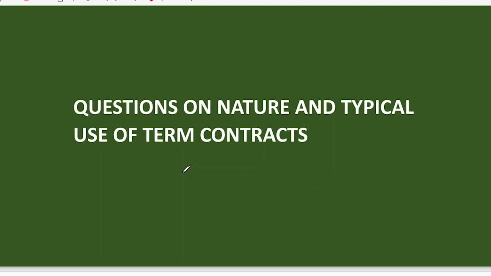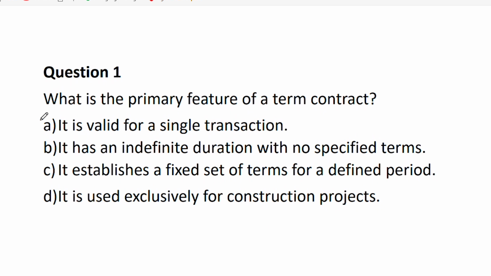To start us off, we're looking at questions on the nature and typical use of term contracts. In this case, what is the primary feature of a term contract? It is valid for a single transaction? No. It has an indefinite duration? No, look. It establishes a fixed set of terms for a defined period. That's pretty much it. So that defined period is what gives it the name, term, okay?